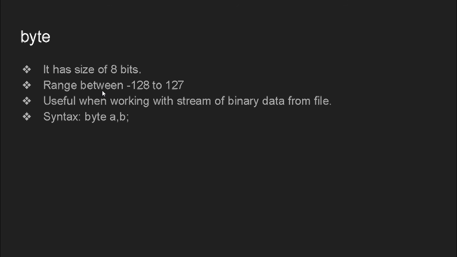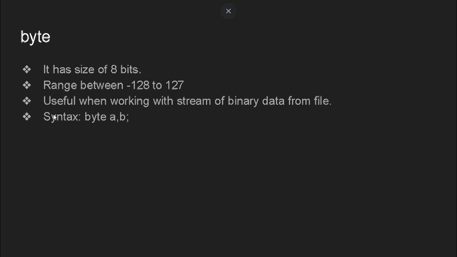The range is between -128 to +127, and this particular data type is useful when you are working with a stream of binary data from a file. For example, if a binary file is there, it contains only 0 and 1 obviously. In such a situation, you can use this byte data type to read and write into that particular file.